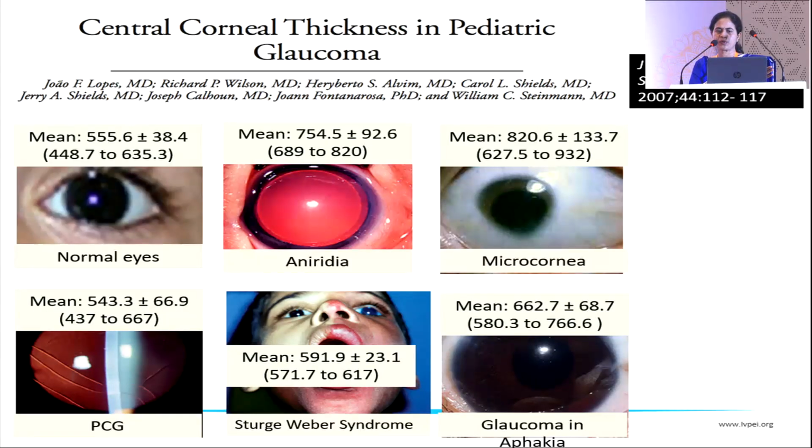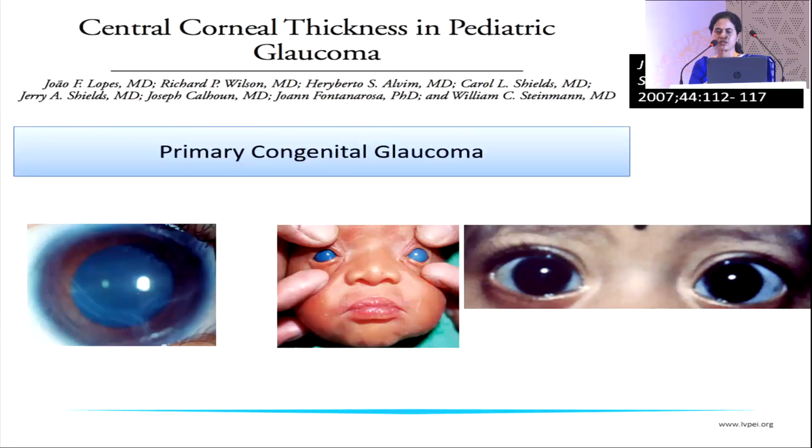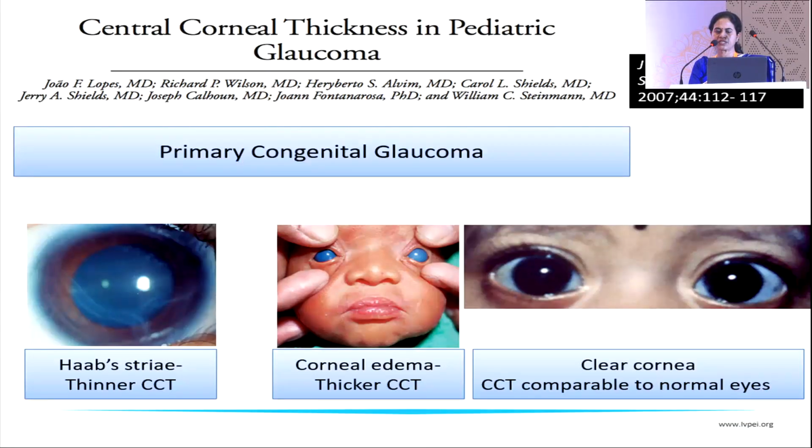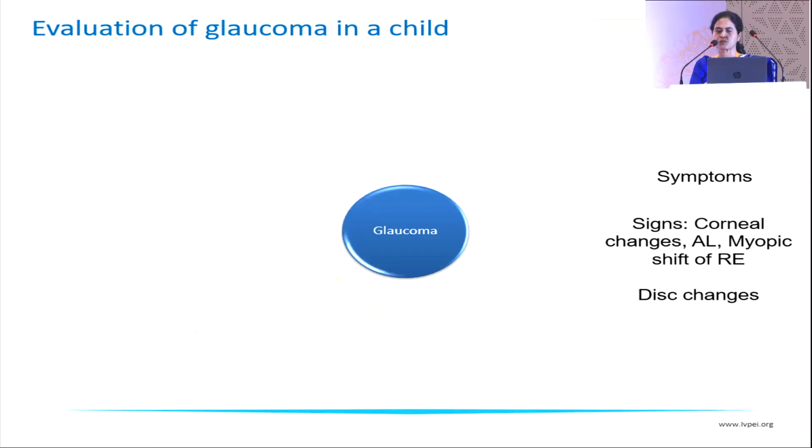CCT, I will just touch upon it. CCT is important because it varies with disease state and corneal changes in the child over time. But we need to remember that you cannot use a nomogram to correct the intraocular pressure based on the CCT. One example that I gave you in the beginning: if you have a very thick cornea, borderline intraocular pressure, healthy discs, no other changes like myopic shift in refraction, and no increase in axial length, you may be okay with that and may want to observe. But you know that CCT is thick or thin, so you may try to understand whether you're overestimating or underestimating the intraocular pressure. But please do not use a nomogram in children.